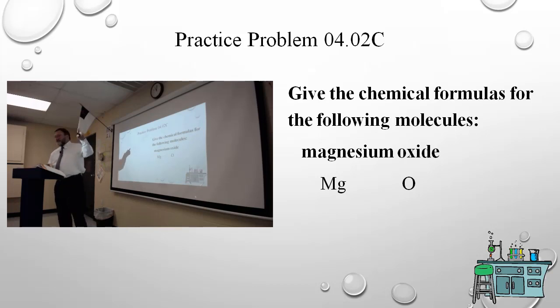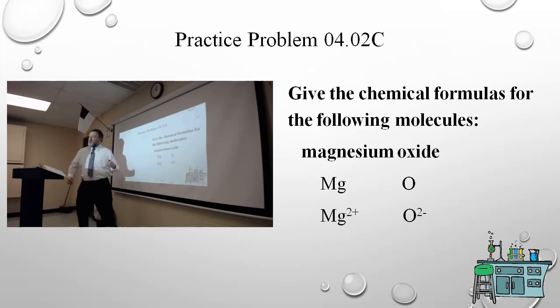Okay, what column is it in? Column 6? It wants to have 8. So how do I go from 6 to 8? I gain 2. I gain 2 negatives. It has a charge of 2 negative. Okay? Do you get that?